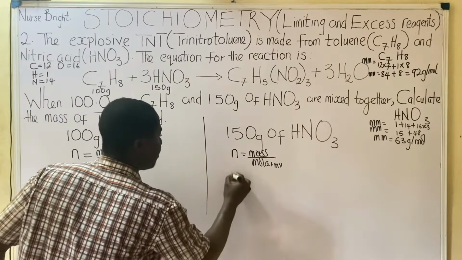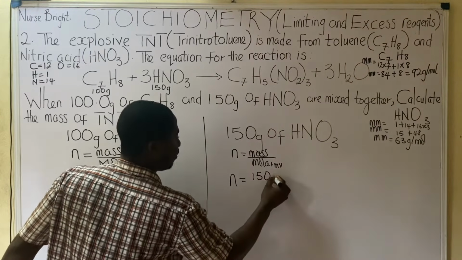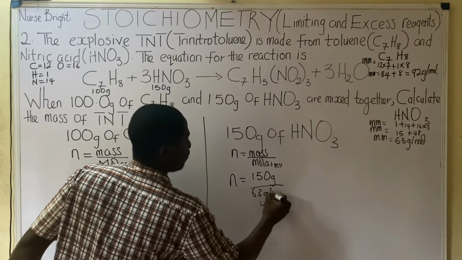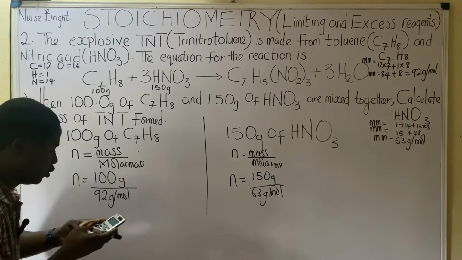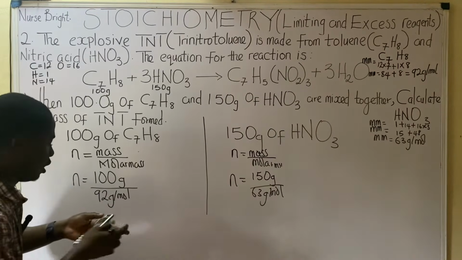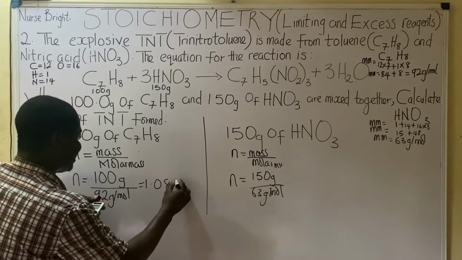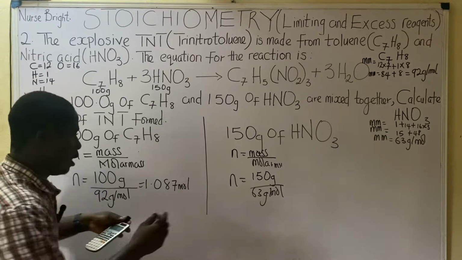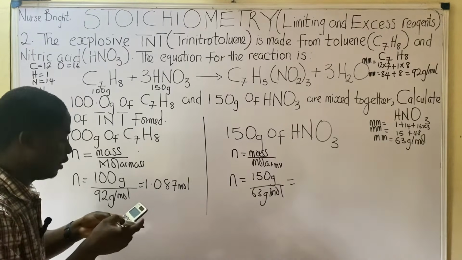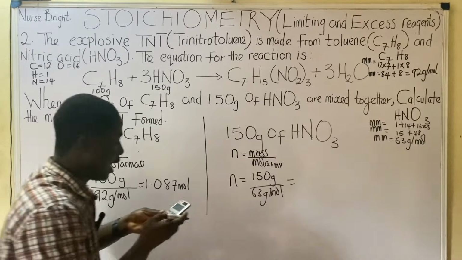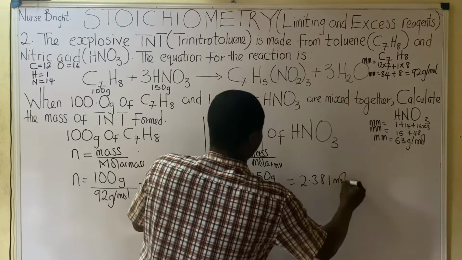So moving further, same step. Number of moles equals mass, which is 150 grams, divided by molar mass, which is 63 grams per mole. So what are we to do? Convert them. So it's going to be 100 divided by 92, which is 1.087 moles. Whereby 150 divided by 63 is 2.3081 moles. Yeah, I've gotten it already.